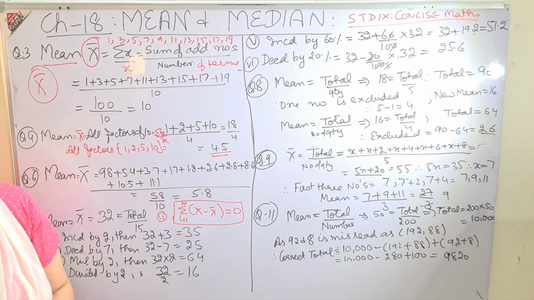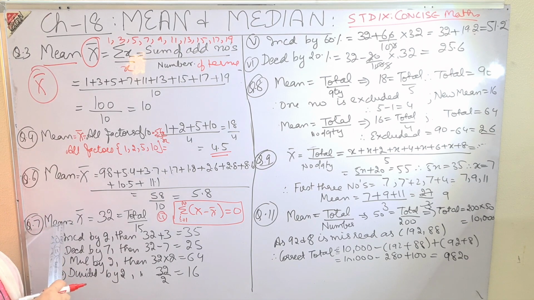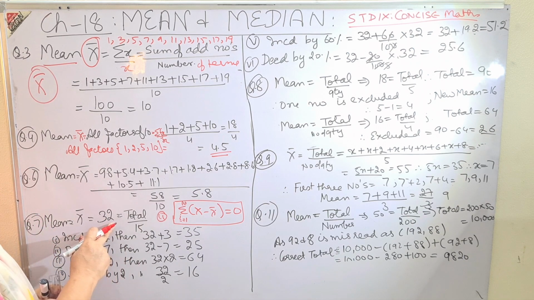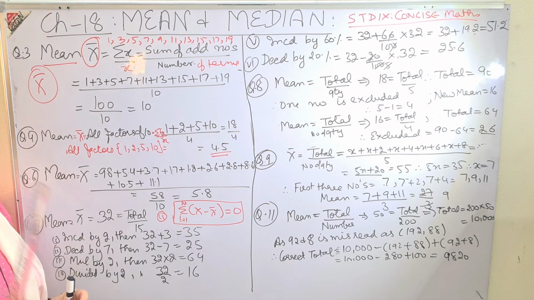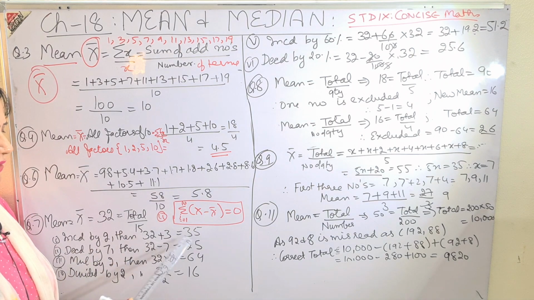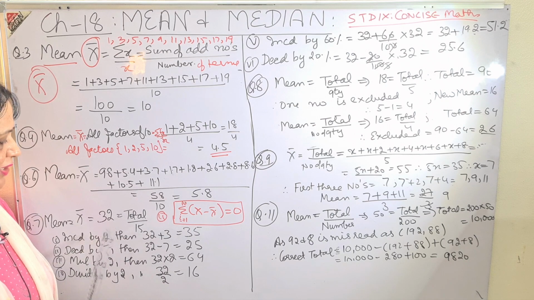They say the mean of 15 observations is 32. So I have written: mean of 15 observations is 32. The question is, what happens if each observation is increased by 3? It is understood, children, that if each observation is increased by 3, the mean will also be increased by 3. So 32 is the mean. When each observation is increased by 3, the mean will be increased by 3.